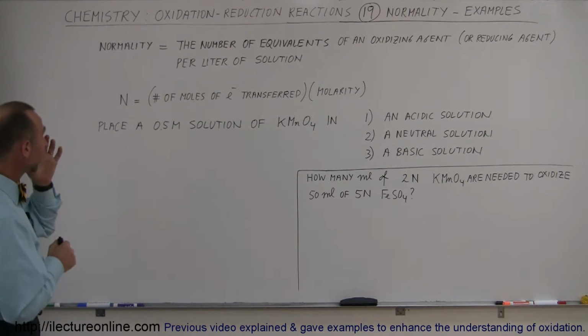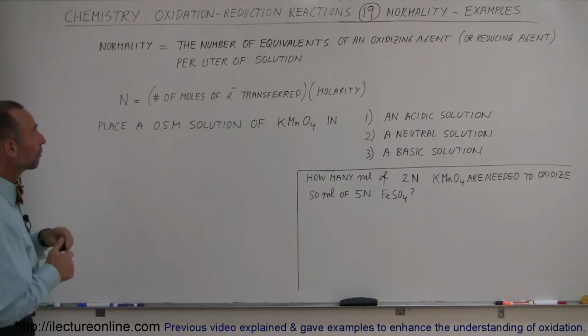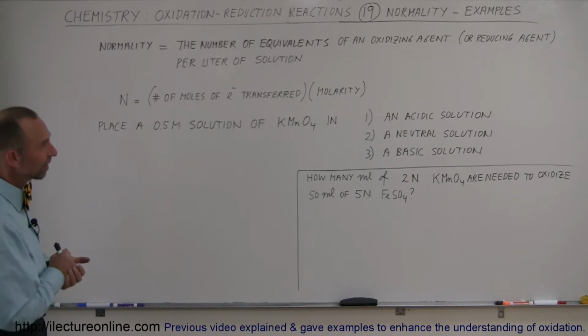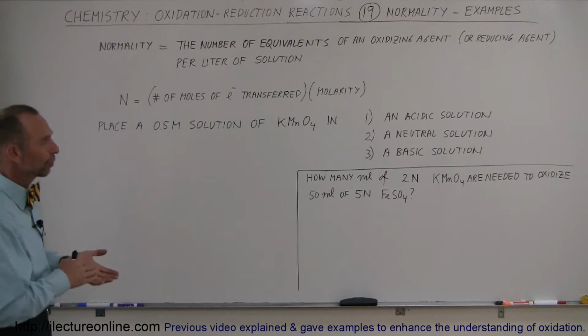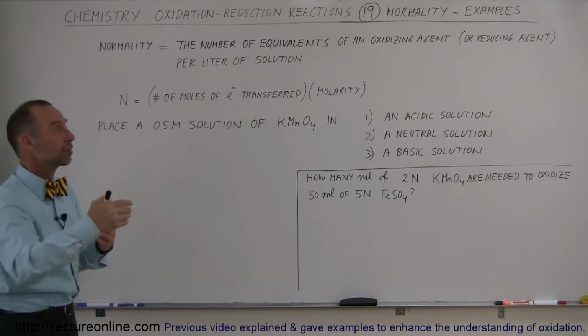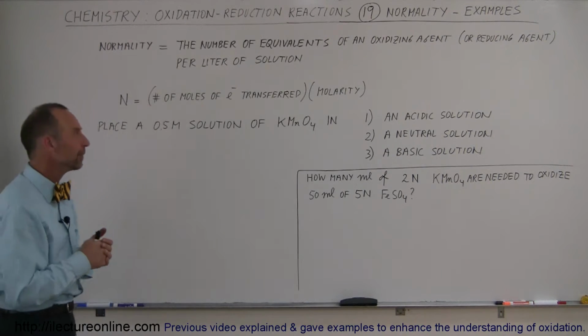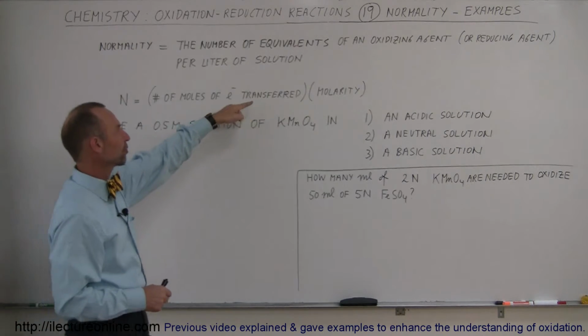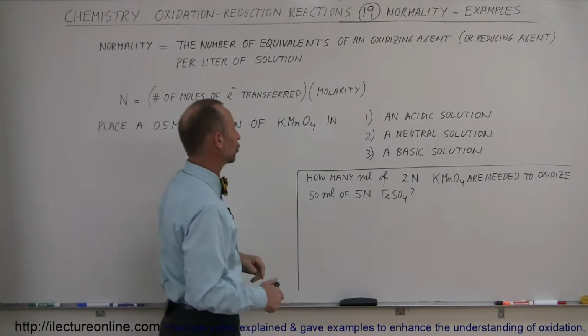So, again, the official way of thinking about normality is it's the number of equivalents of an oxidizing agent or reducing agent per liter of solution. Again, the equivalent simply means the number of moles of electrons being transferred, either donated or accepted. And so a better way of thinking about normality is simply that it's the number of moles of electrons transferred times the molarity of the solution.